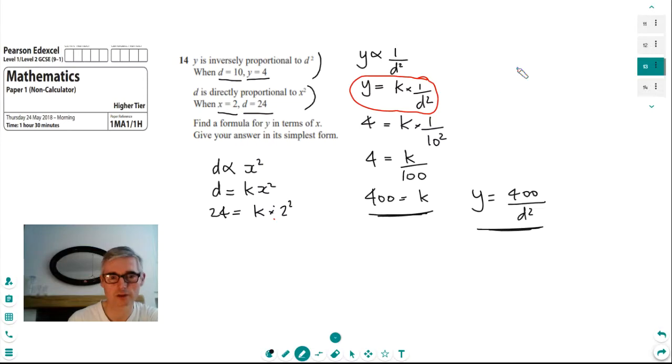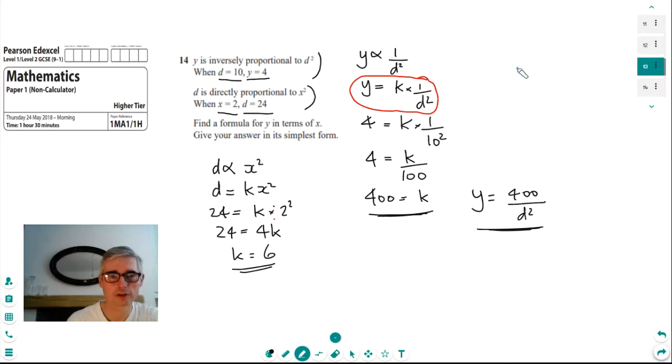So the x being the 2. We've just tidied that up a little bit. We can see that 24 equals 4 times k. Divide through by 4 there, both sides. We can see that k is now equal to 24 divided by 4, which is 6.